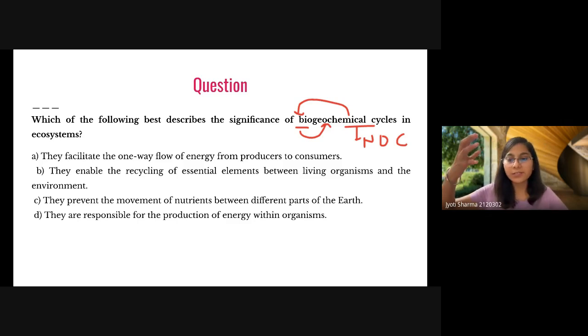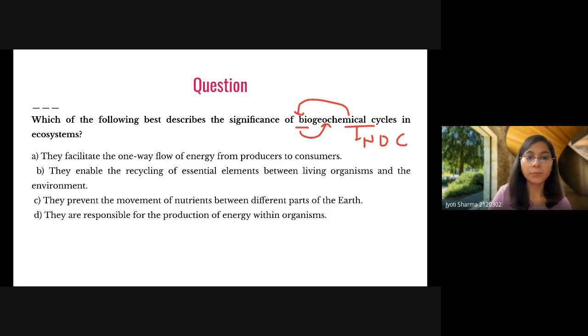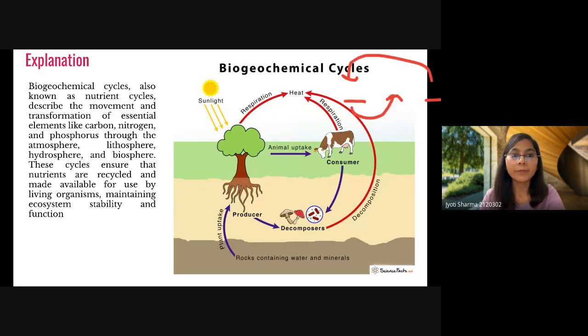So we are having oxygen, and we are taking oxygen, right? And then CO2 will be produced. Then again there is something that will take the CO2 and will release the oxygen. So there is the recycling of the essential element between living organisms and the environment. So that's why these biogeochemical cycles are very important to study. So B is the right answer: they enable the recycling of essential elements between living organisms and the environment.